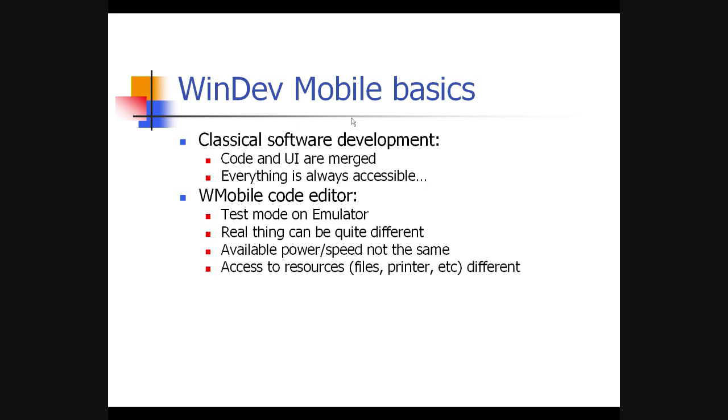Of course, also the access to resources, files, printer, and so on are different. Why? Well, when you test on the emulator, again, it's emulating the fact that you're on a device, but you are in fact on the machine. So it means that the printer is there, it's connected. When you're on the mobile device, well, first, perhaps it's not connected all the time, so you have to deal with that. Then also perhaps the way to access it is going to be different.